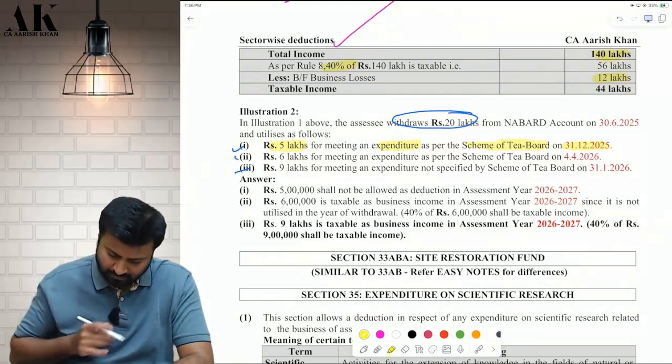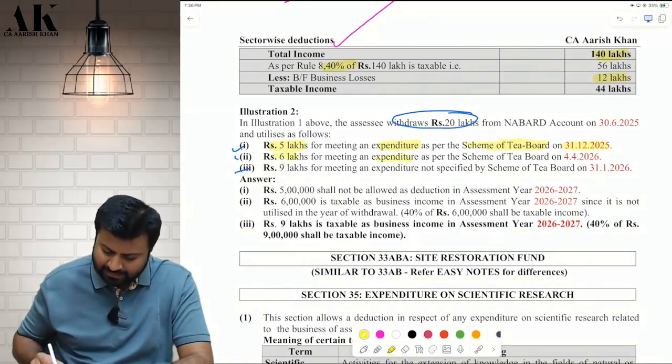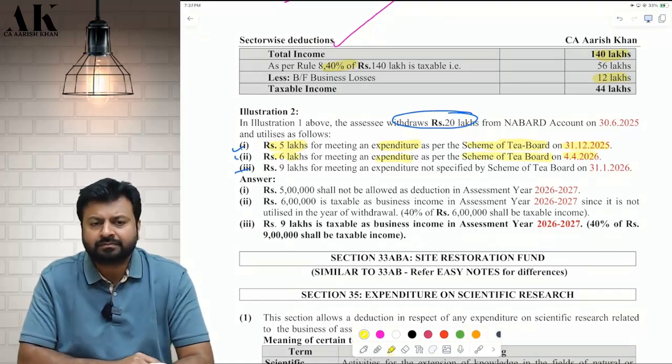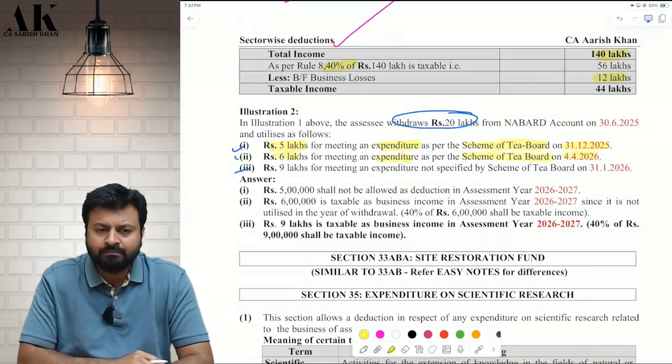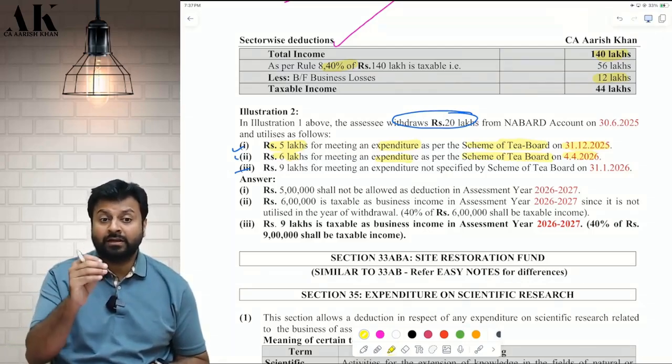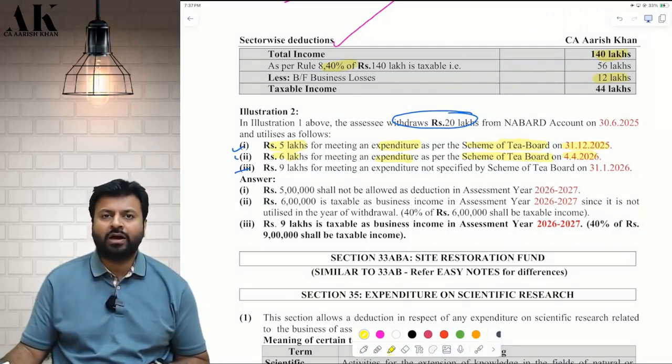Yes, sir. Rupees 6 lakhs for meeting an expense as per the T board on 4th of April 2026. What will happen? Deemed income. Correct? Why deemed income? Because you are incurring in the next year. Are you clear? You have to incur by 31st of March. That is the time limit mentioned by the law. Are you clear or not?